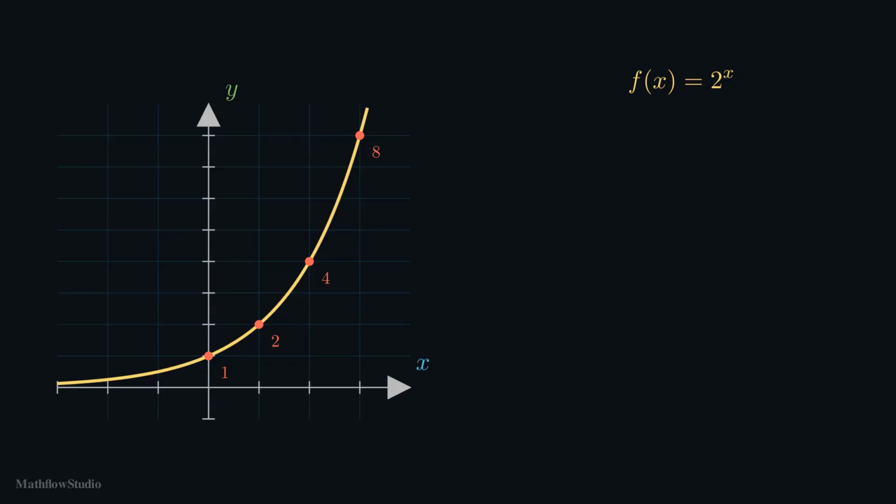1, then 2, then 4, then 8. That constant doubling is called the base, which is 2. The base is the fixed multiplier between steps. Every exponential crosses the y-axis at 1, since any base to the 0 power is 1.